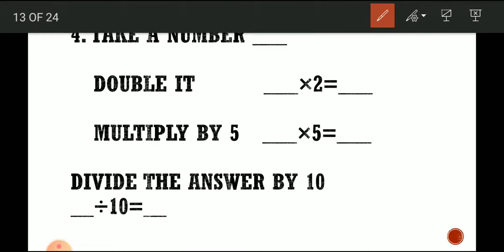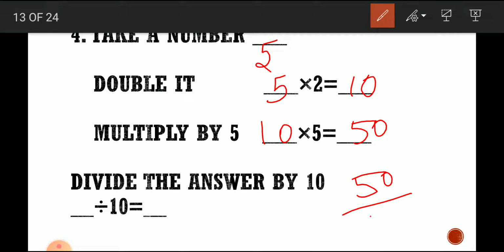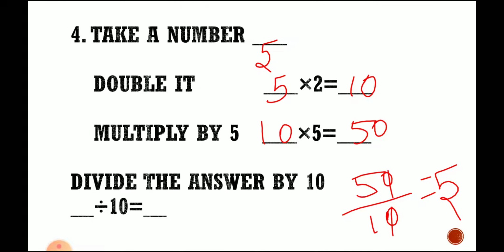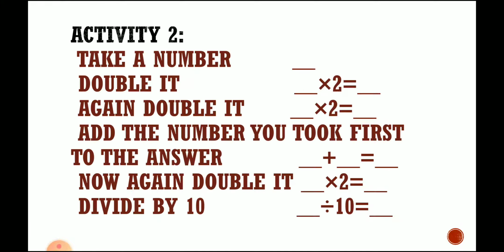Now I take 5. If we double it, 5 twos are 10. Again multiply by 5, so 10 into 5 is 50. Then divide the answer by 10. 50 divided by 10, it will become, wow, great, that is also 5. Yes, we get the same number in this type of number pattern.